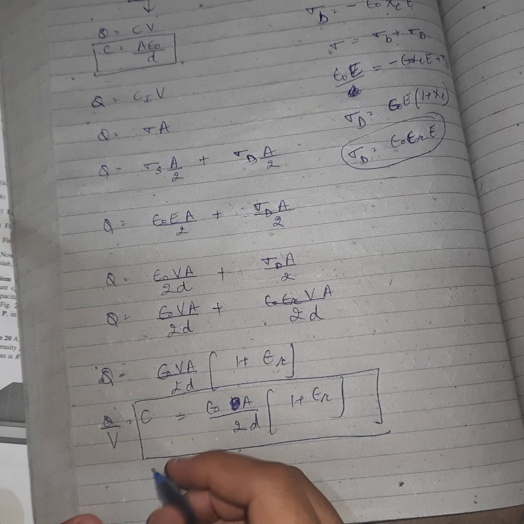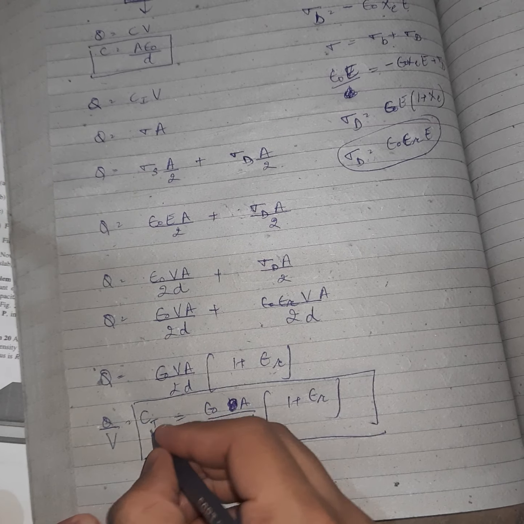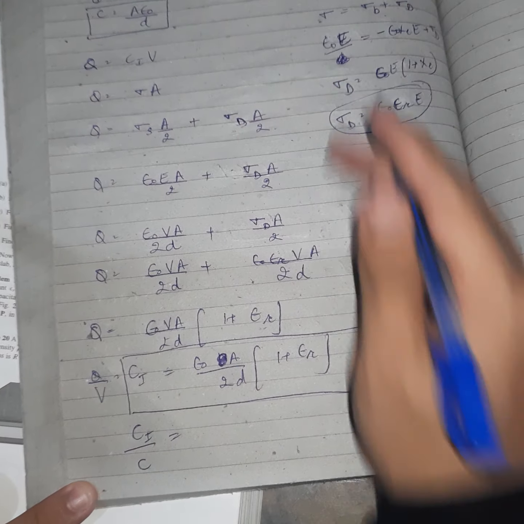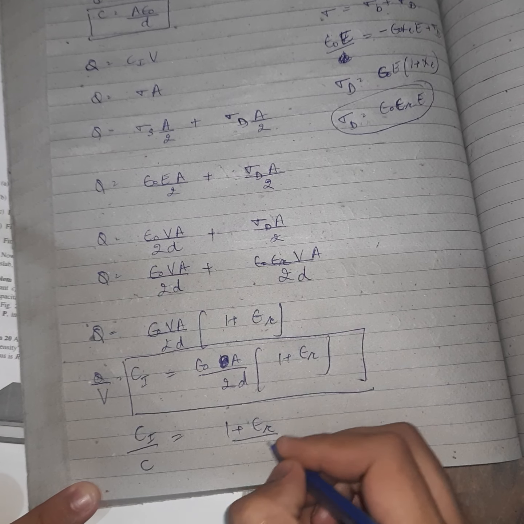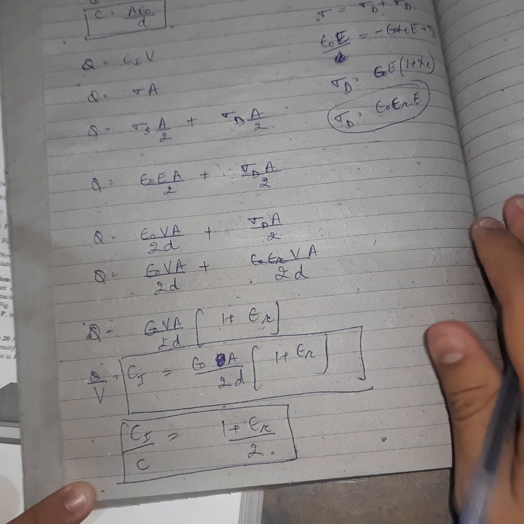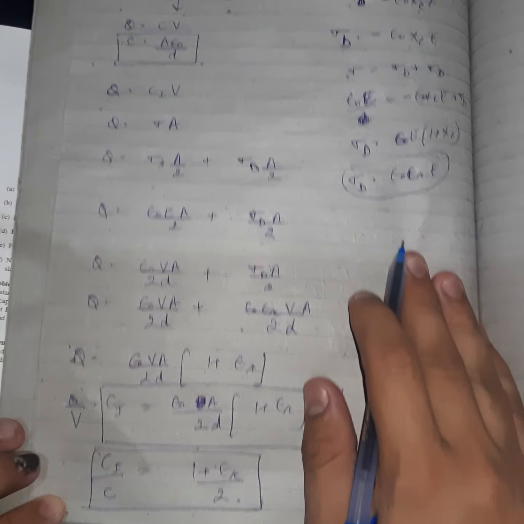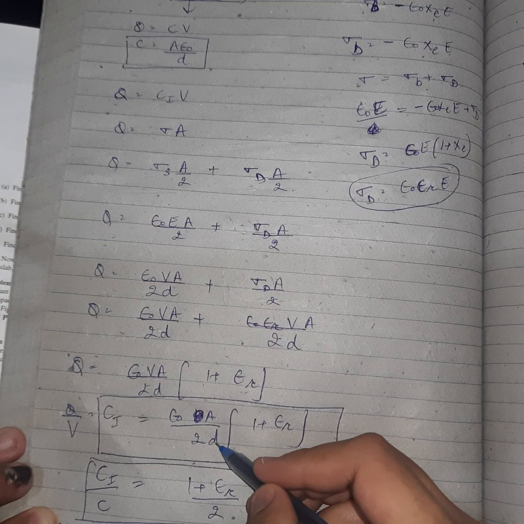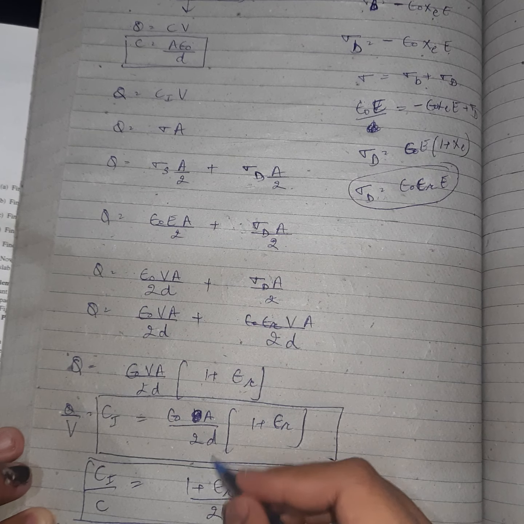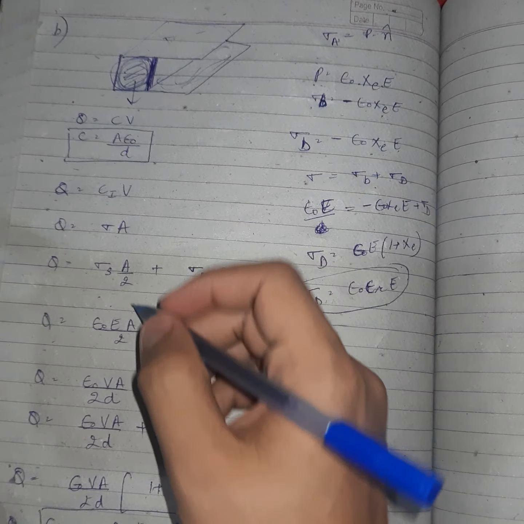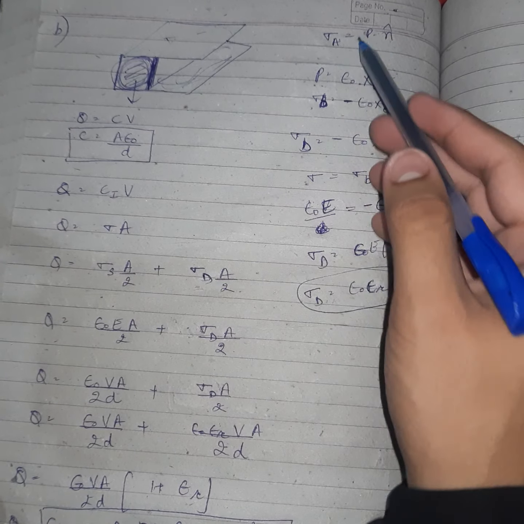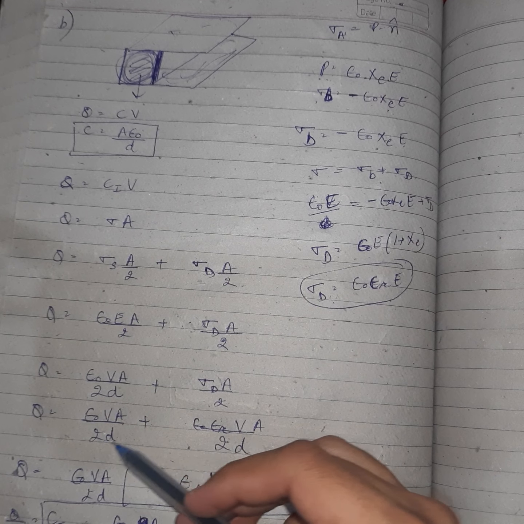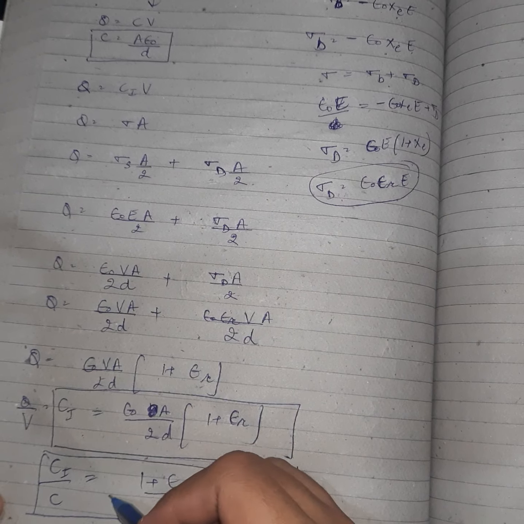Now the fraction is Ci upon C. On cancelling terms, we get 1 plus epsilon r upon 2. So this is the increased fraction when the distribution is this. How did this come? Because A, epsilon naught and D cancel out, and we are left with this only. The main part was that we considered the surface and we calculated the dielectric part. So this is how we calculated for the surface and the capacitance.